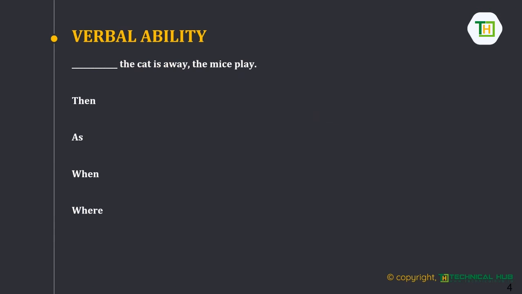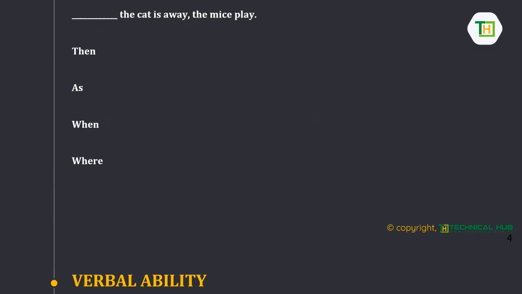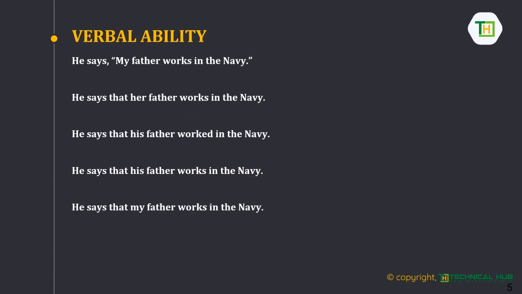Next one. Dash the cat is away, the mice play. You cannot use then; then is like, after that. As the cat is away, the mice play, no, wrong answer. It's a statement actually. What is the statement? Whenever the cat is away, the mice play. So when the cat is away, the mice play. Clear? Next one. He says, my father works in the Navy.